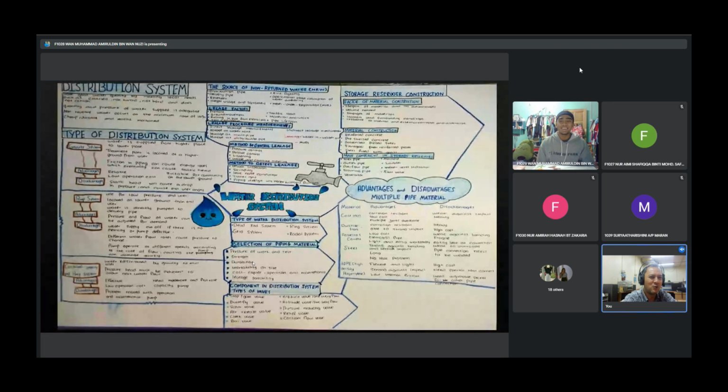Pelik pula saya dengar value. Kurang saya nampak jauh ni kan.